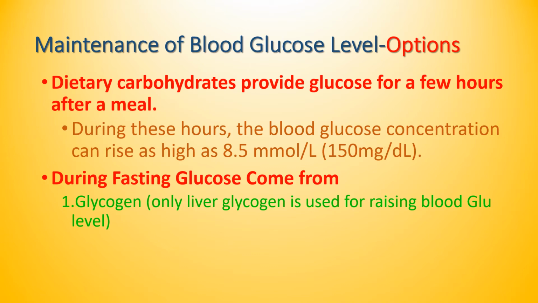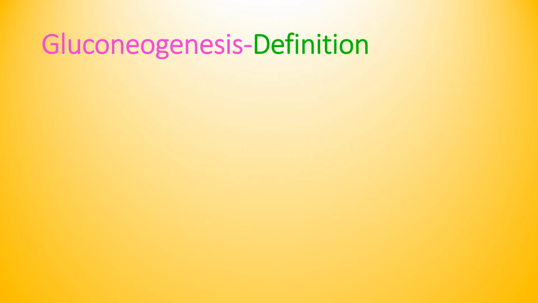The second and the major option is gluconeogenesis, which produces glucose from amino acid, lactic acid, and glycerol. Gluconeogenesis mainly occurs in the liver and kidney. They both have a complete gluconeogenic pathway, but on a major basis the liver is the major glucogenic organ because of its large size. So gluconeogenesis is the only source of glucose during a prolonged fasting state.